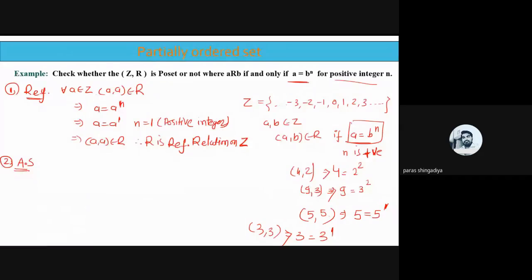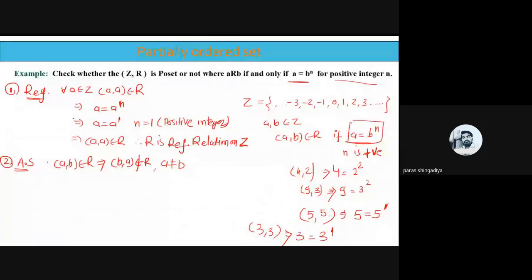okay? Anti-symmetric condition. So the condition is, for A comma B belongs to R, this implies B comma A should not belong to R, okay? That is the meaning of that, if A comma B belongs to R, then B comma A should not belong to R. For A not equal to B case, if A comma B belongs to R, then B comma A should not belong to R. So let us check whether it is anti-symmetric or not.